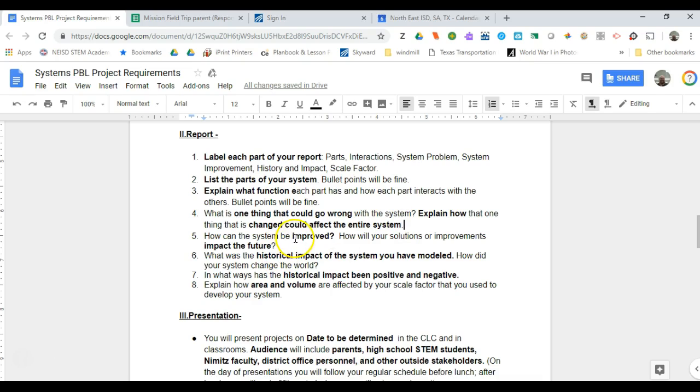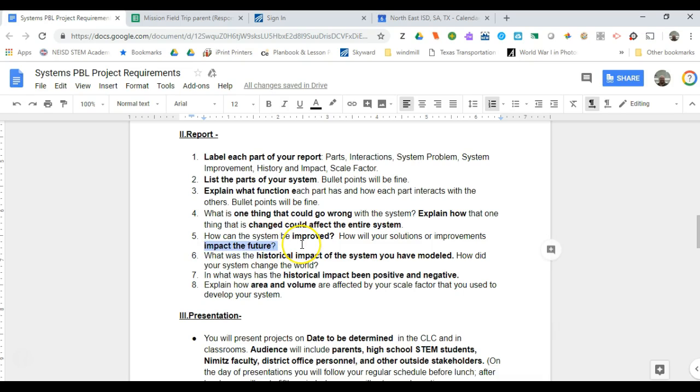All right, now, how the system can be improved. So the idea of improved, what does that mean? What kind of areas would you improve? And then how your solutions or improvements will impact the future.